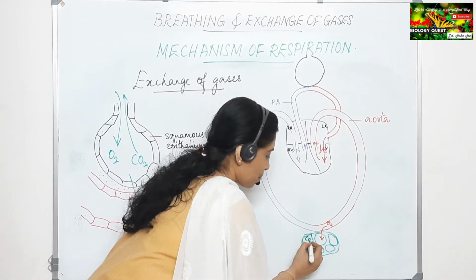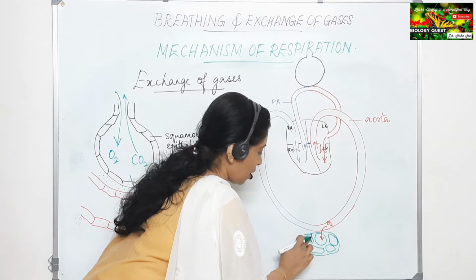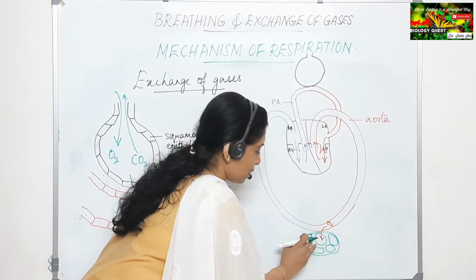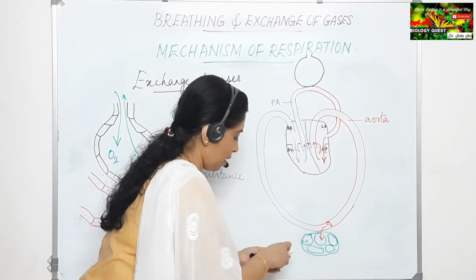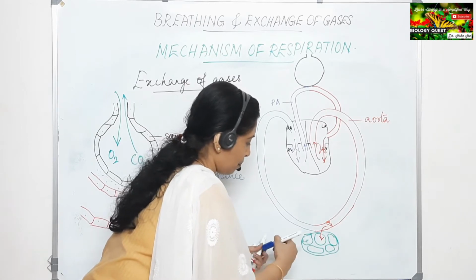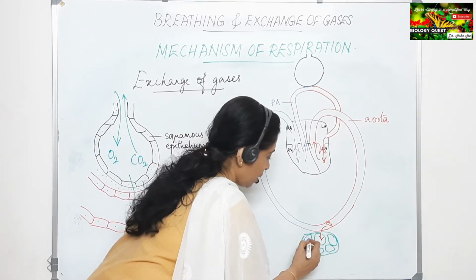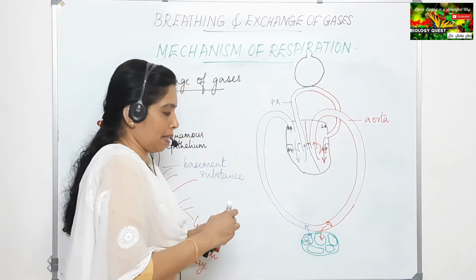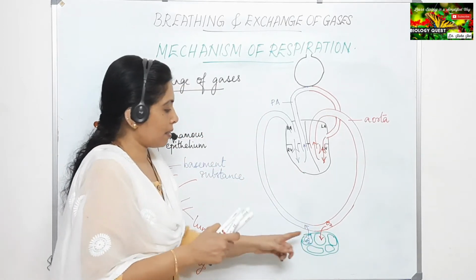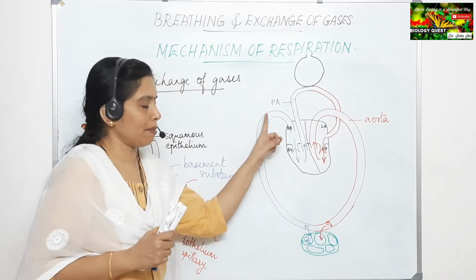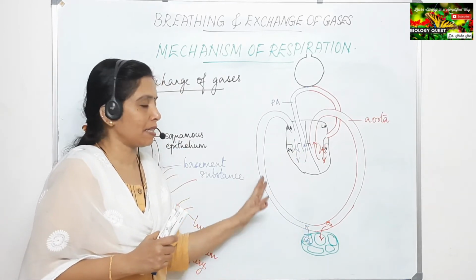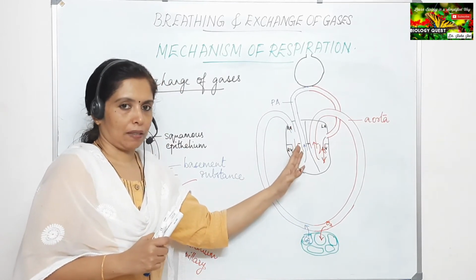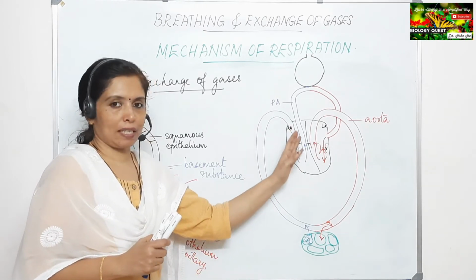Carbon dioxide will be produced inside the cells. This carbon dioxide will diffuse into the blood in the capillaries. So that is why this region is shown in blue color, because this region contains more carbon dioxide. That is the deoxygenated blood.